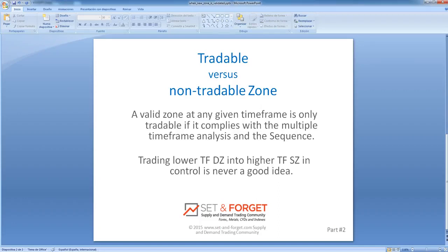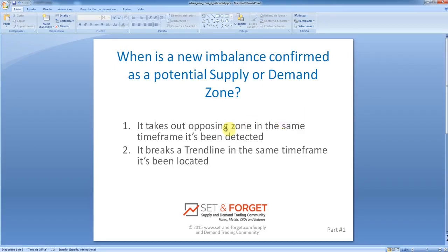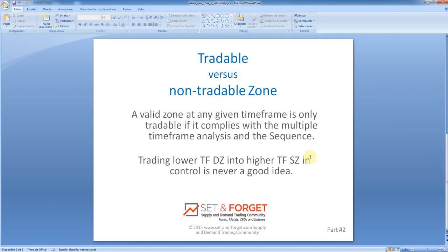Let's talk about a very important feature of the zones. We will see, as we have discussed in previous videos, that a zone is a valid zone when it takes out an opposing zone in the same time frame being detected, or it breaks a trend line in that same time frame. That's good. Okay. But that doesn't mean that it's a tradable zone.